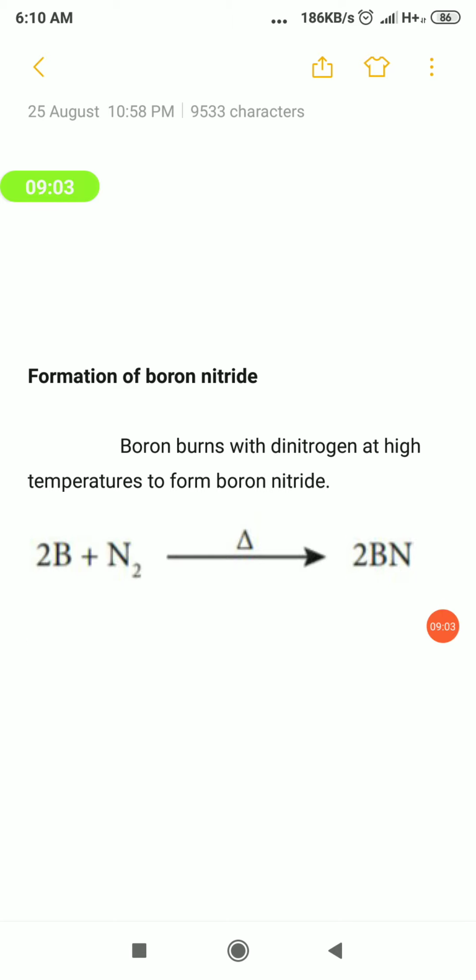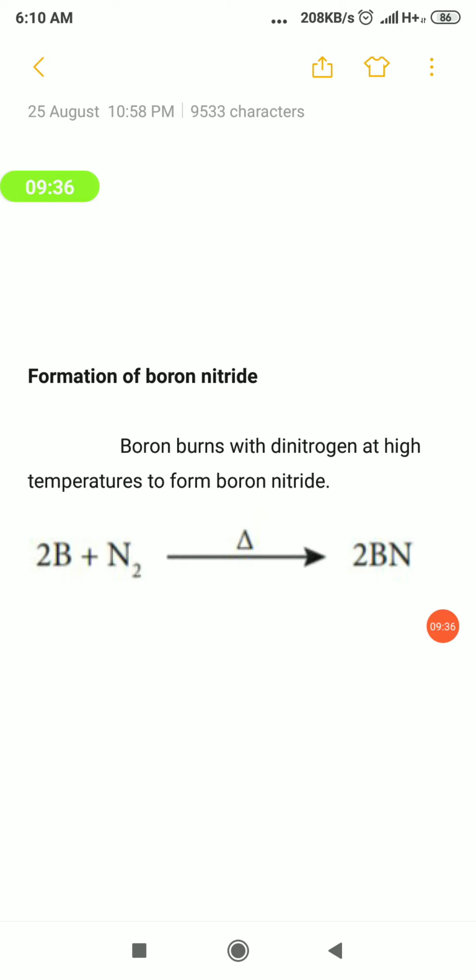Then the preparation of boron nitride. First we have to remember the formula for boron nitride. The formula for boron nitride is BN. When boron is allowed to burn with dinitrogen, N2, at a higher temperature, here also the temperature must be maintained at a higher value, at that time boron nitride will be formed.